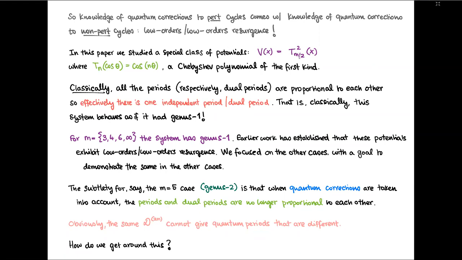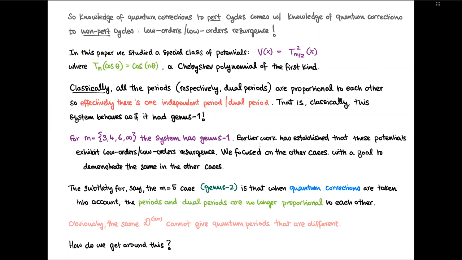And it's given by the squares of Chebyshev polynomials. So Chebyshev polynomials are defined in the usual way, like this: Tn of cos theta is cos n theta. These are Chebyshev polynomials of the first kind. And you can check, for example, if you look at m equals 3 or m equals 4, these are just going to give you the cubic and quartic oscillators. Okay, so this is a family of potentials that generalizes the very widely studied cubic and quartic oscillators.